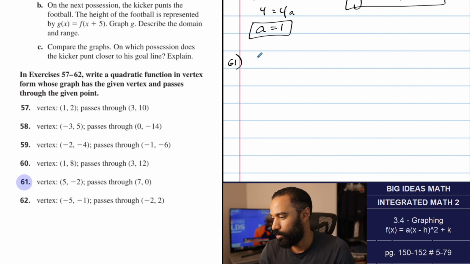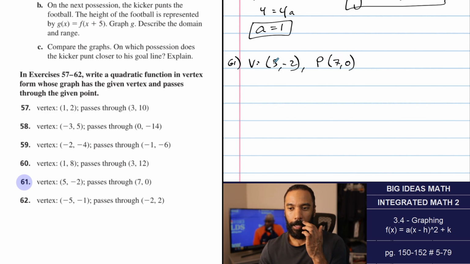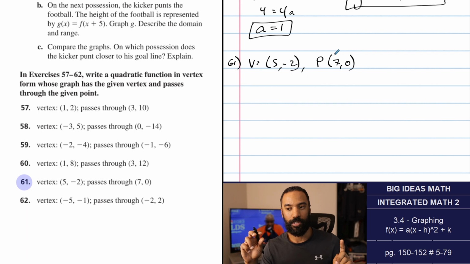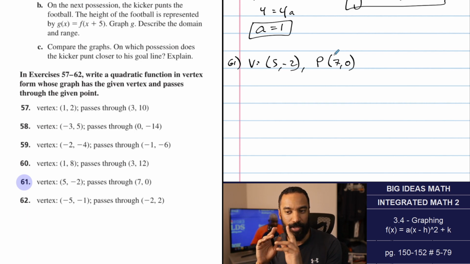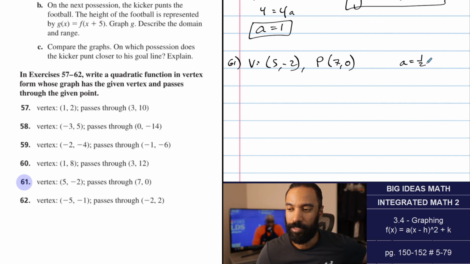61. Not f of x. Vertex is at 5, negative 2. You're going to pass through the point P of 7, 0. From 5 to 7 is 2. 2 squared is 4. Normally I'd go up 4, but we're going up half of that, from negative 2 to 0. Your A is going to be 1/2.